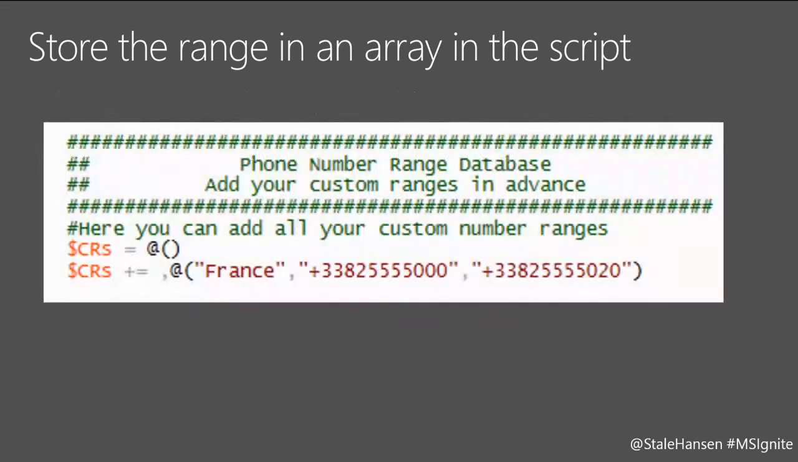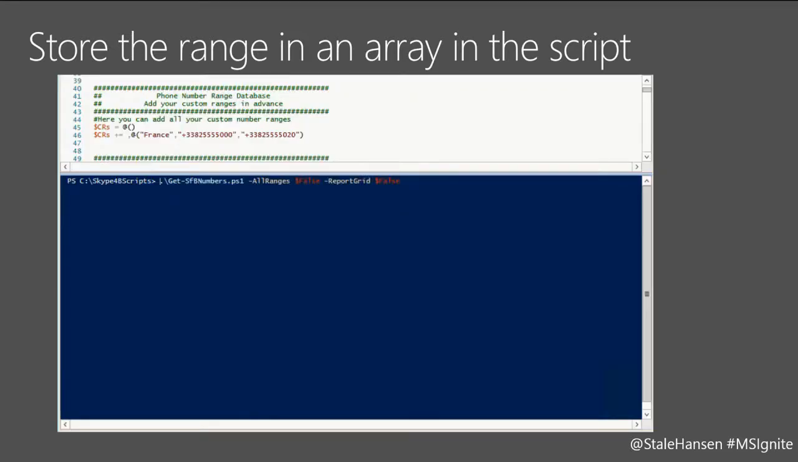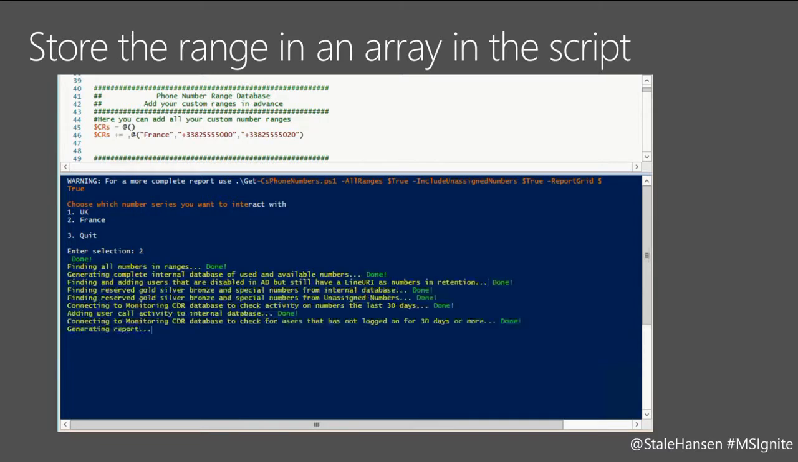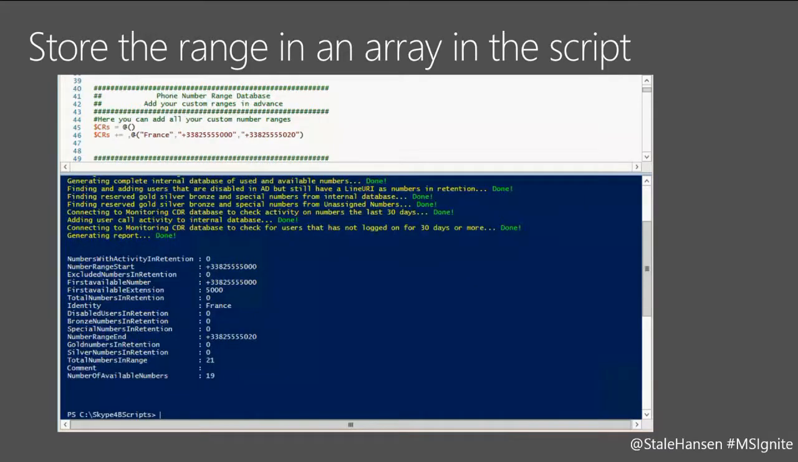You just specify a name and a start and an end, preferably in the E164 format. So this time around we do France, and we run the script again, and we get a new menu with both the unassigned numbers and also the one specified in the array. And we choose France, and it will give you feedback on the French number range.